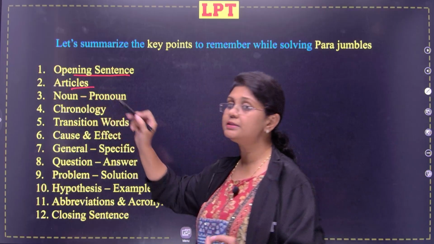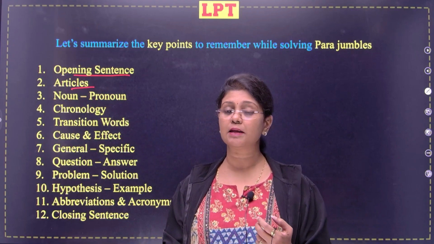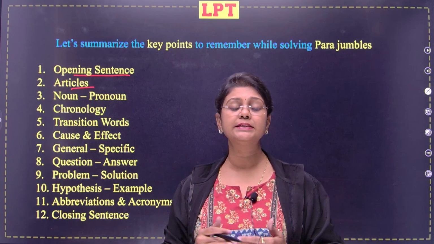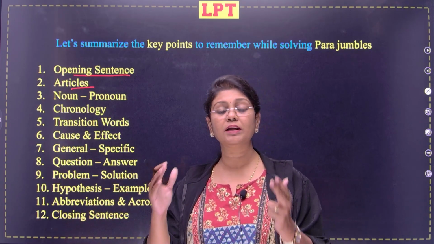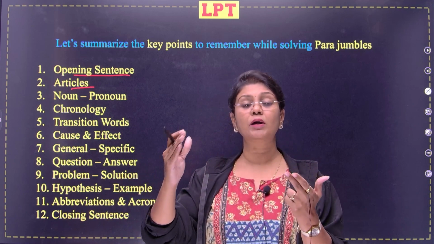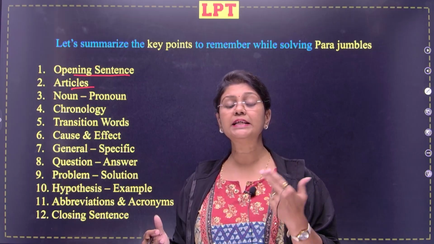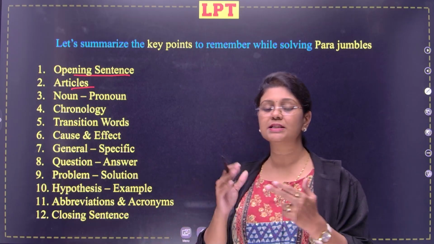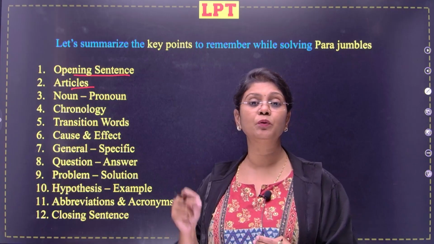Then you have articles. Just remember, "a" with a noun and "the" with the same noun. The sentence with "a" precedes the statement that refers to the same thing with "the". So if you have "a textbook" and you have "the textbook", the sentence with "a textbook" precedes the sentence with "the textbook". This is a simple rule of articles, but sometimes it can help you immensely to answer the questions.